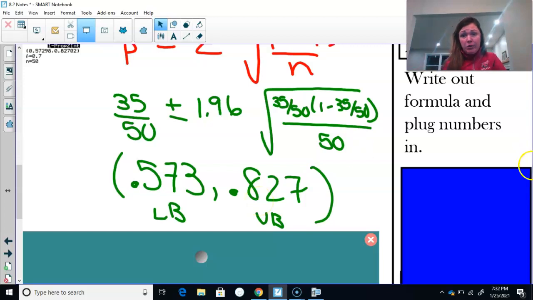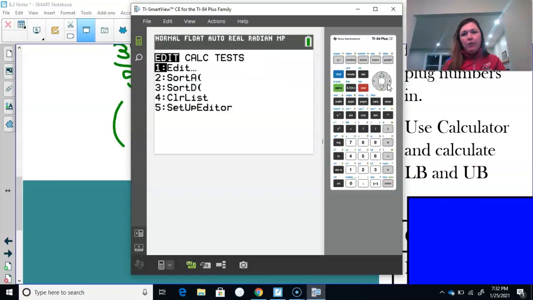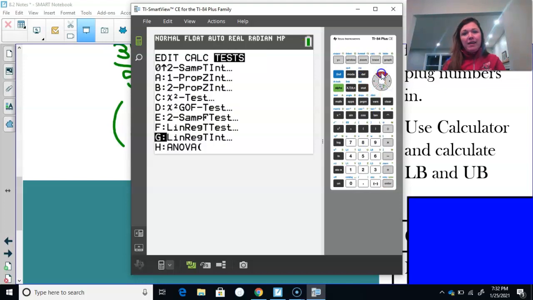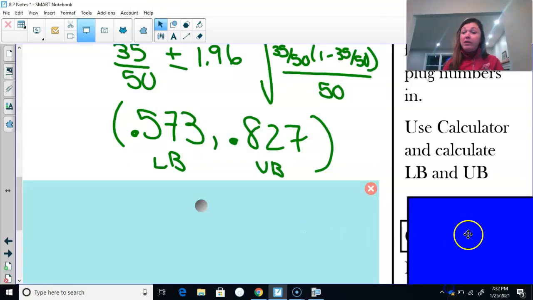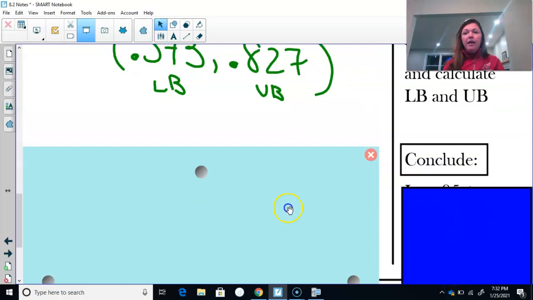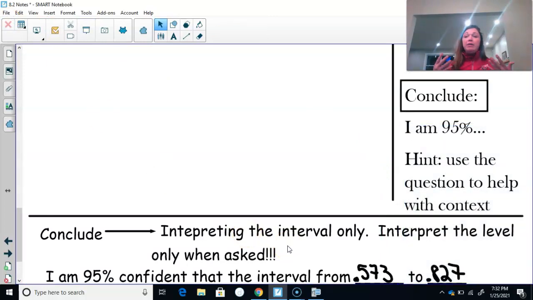So now we've used our calculator and we've calculated the lower bound and the upper bound. One thing that I want you to do is rewind just so you can see how we got there again. We went to stat, we arrowed over to tests, and we go to that one prop Z interval. You want to become very fluent with this calculator. The last thing that we need to do right now is the conclude. I have a template for you down here, like a fill in the blank. We want to use it always.